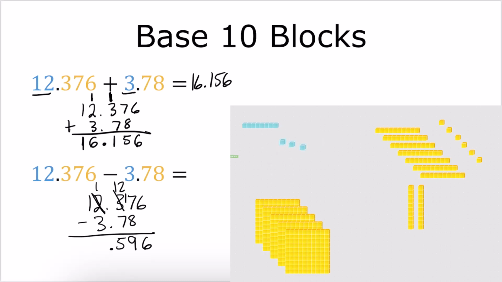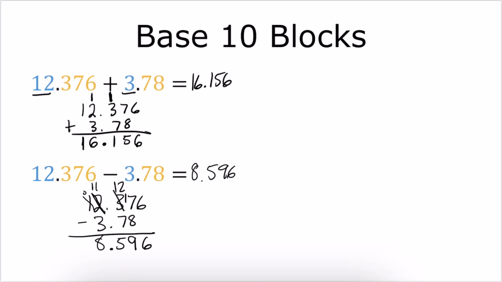So when I take away those 3 and I delete them, the amount that I have left is 8. And that is showing that I'm borrowing from the tens column, which makes it a 0. The ones column now has 11, and when you do 11 minus 3, you get 8. And so 12 and 376 thousandths minus 3 and 78 hundredths equals 8 and 596 thousandths. And that's how you can use base 10 blocks to add and subtract decimals.